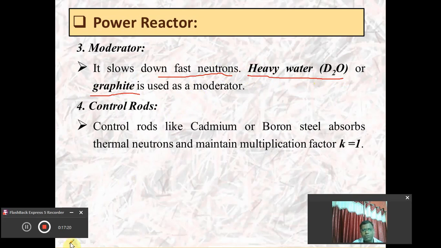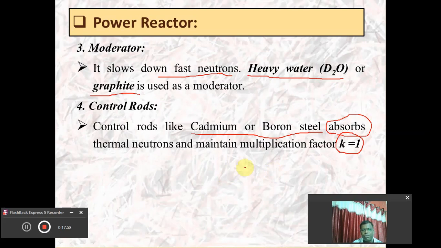Next is the control rod. We already discussed the control rod in the nuclear reactor, but in the power reactor, the control rods used are made up of cadmium or boron steel, and these are responsible for absorbing the neutrons, particularly thermal neutrons, and maintaining the multiplication factor K equal to 1. The multiplication factor, you know very well, is the ratio of the number of neutrons in the nth generation to the number of neutrons in the n minus 1 generation.